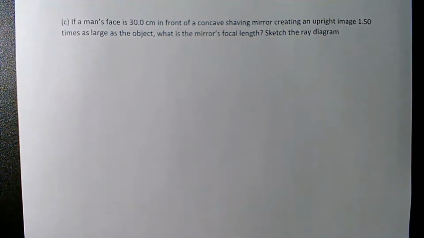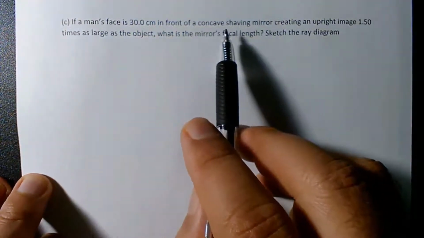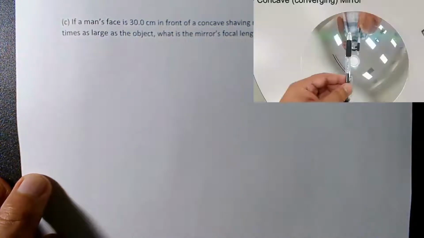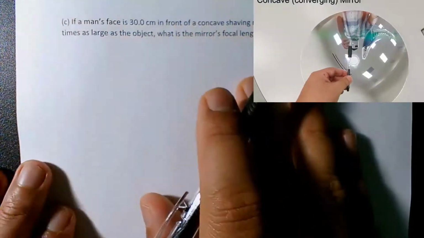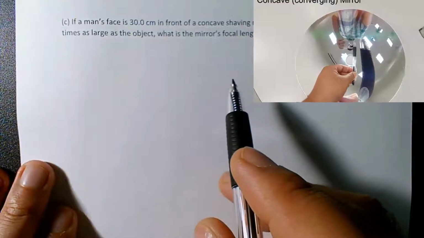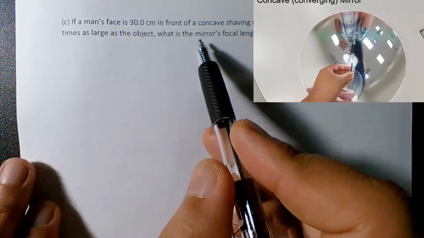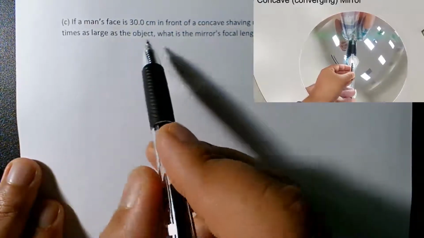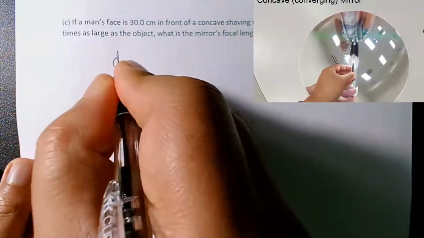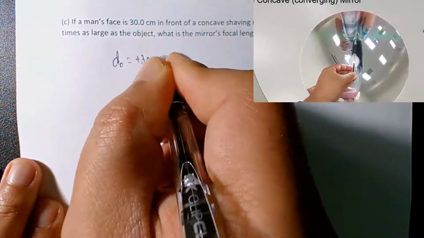So here's the next question. If a man's face is 30 centimeters in front of a concave shaving mirror, creating an upright image 1.5 times as large as the object, what is the mirror's focal length? And sketch the ray diagram. A concave mirror, which is a converging mirror, can be used as a shaving mirror as well. But the object has to be between the focal point and the mirror. It will magnify it, and that's why it can be used as a shaving mirror.